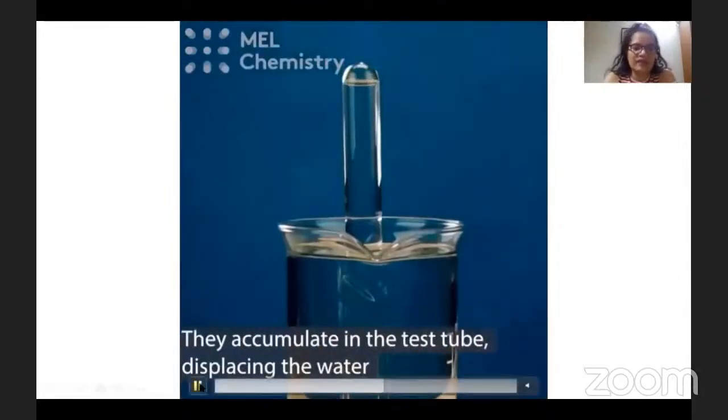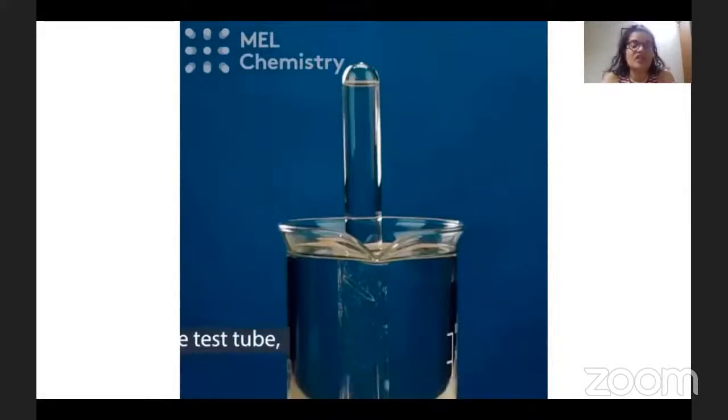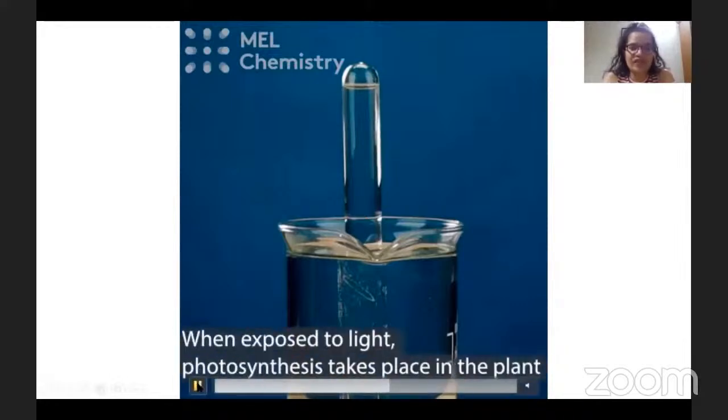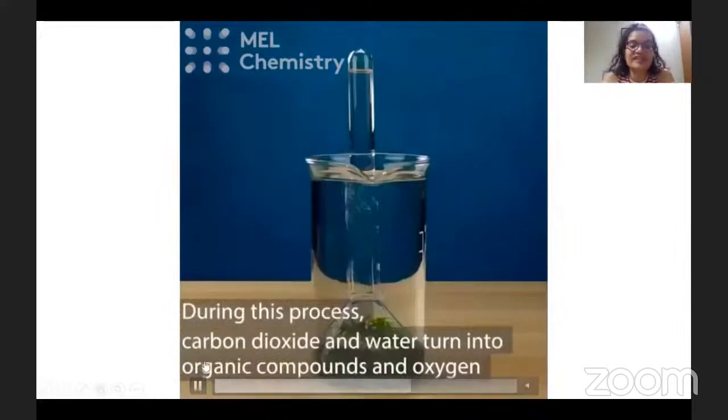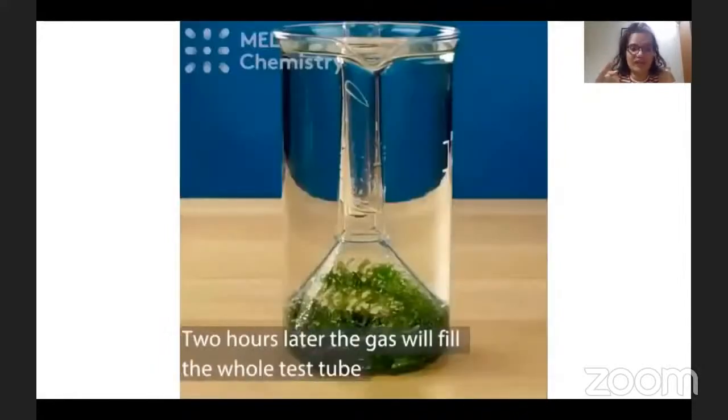Now you will start seeing this water level start reducing. Why? Because the plant will start absorbing the carbon dioxide and it will start generating, producing oxygen. See, gradually the water level is going to come down. That means the photosynthesis process is taking place. It is taking in the carbon dioxide and giving out the oxygen.